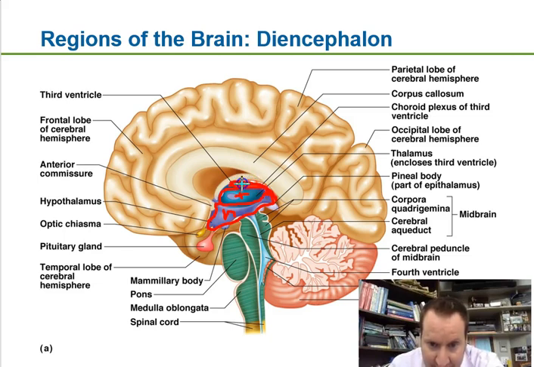So the diencephalon consists of the thalamus, the epithalamus, and the hypothalamus. Off of the hypothalamus, we have a gland that's here. This is a famous gland that's called the pituitary gland. That's part of your endocrine system.